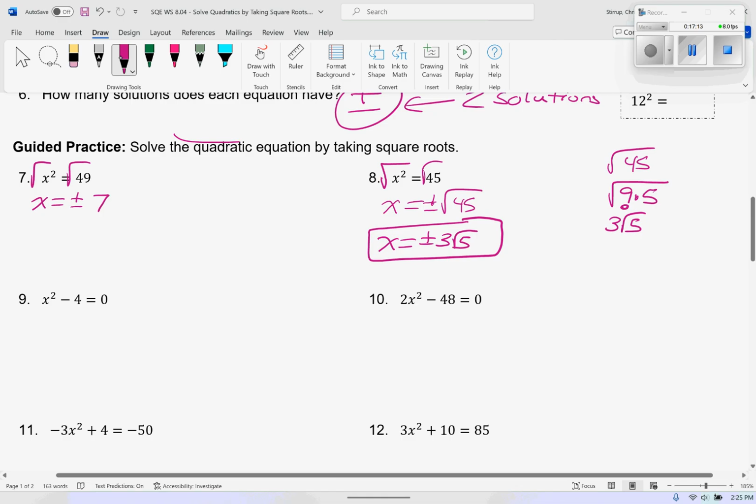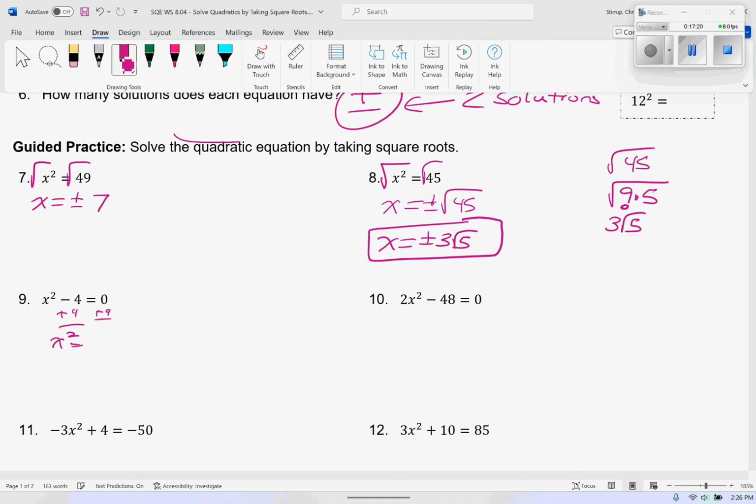Number 9, what's my first step? Plus 4. X squared equals 4. Take the square root of both sides. Don't forget what? Plus minus. What's the square root of 4? Done. Okay.